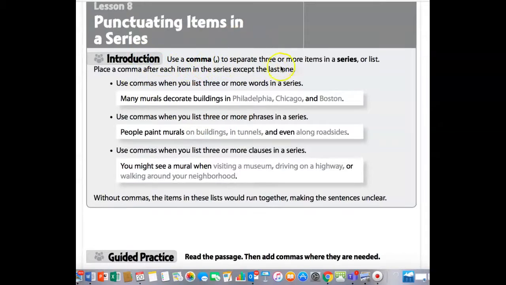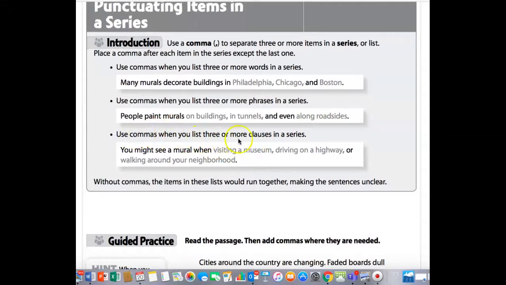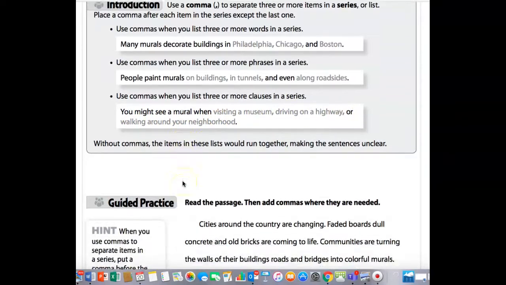Use a comma to separate 3 or more items in a series or list. Place a comma after each item in the series except the last one. So, many murals decorate buildings in Philadelphia, Chicago, and Boston, period. Use commas when you list 3 or more phrases in a series. People paint murals on the buildings, in tunnels, and even along roadsides. And use commas when you list 3 or more clauses. You might see a mural when visiting a museum, driving on a highway, or walking around your neighborhood.